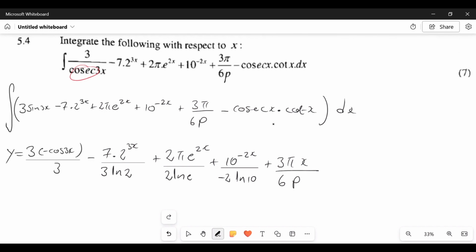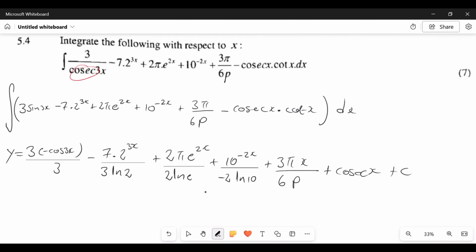Right, now let's look at the last term, guys. Our last term, as you can see, we have minus cosec x multiplied by cot x. Guys, if you go to your formula sheet, again I repeat, on the derivative table, you will see that the derivative of cosec is negative cosec multiplied by cot. So we can reverse it and write plus cosec x plus c. That is your final answer, guys.